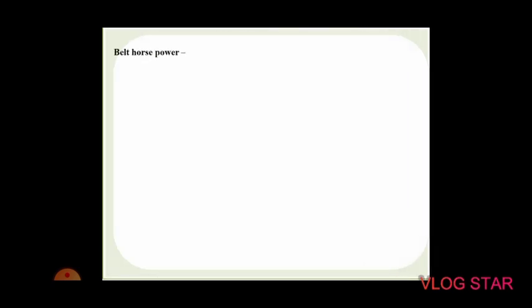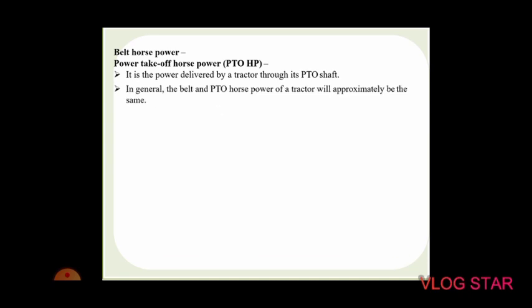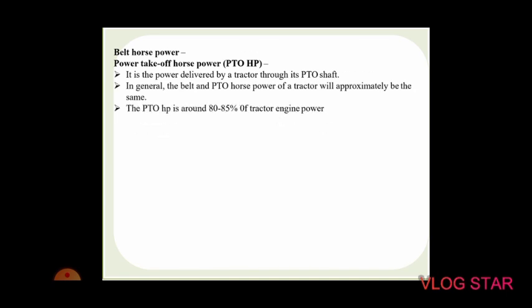Now we talk about the belt horsepower. The belt horsepower is also called as power takeoff horsepower, that is PTO unit. It is the power delivered by a tractor through its PTO shaft. In general, the belt and PTO horsepower of the tractor will approximately be the same. The PTO HP is around 80 to 85% of the tractor engine power.